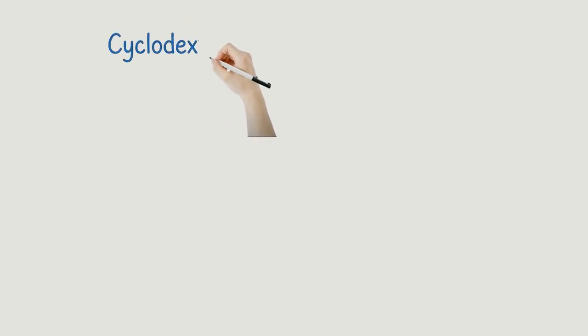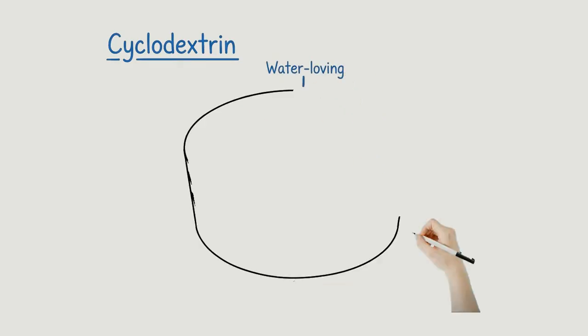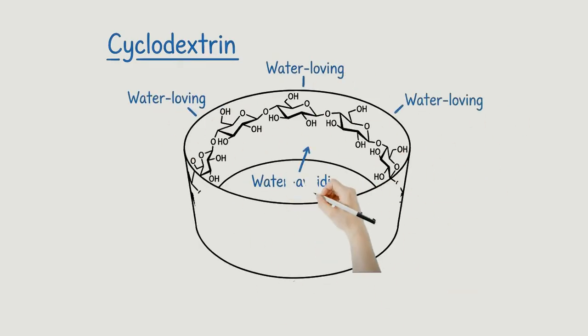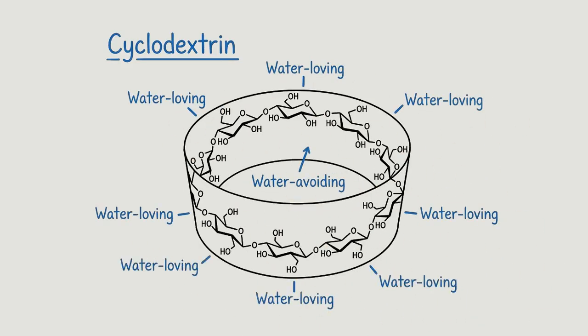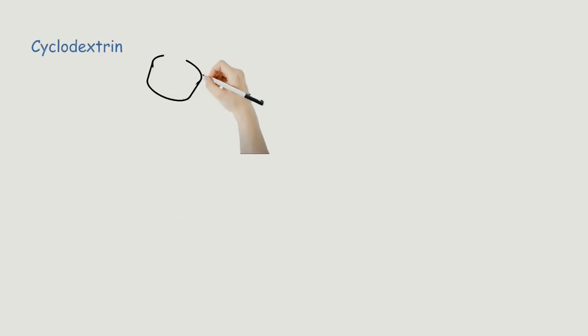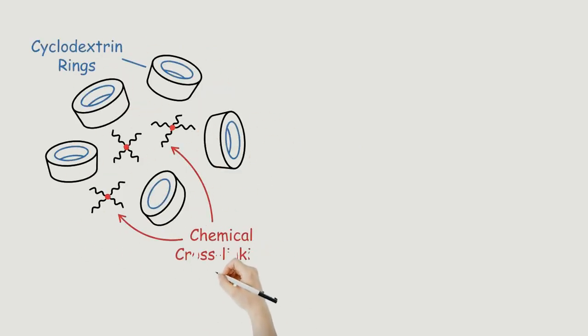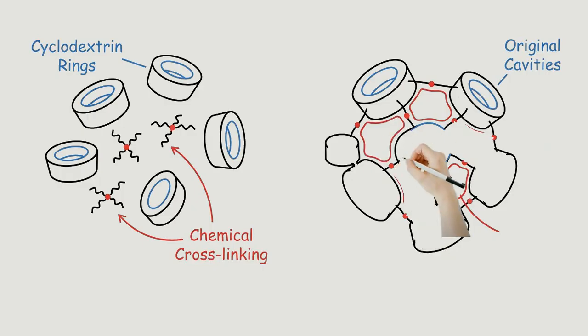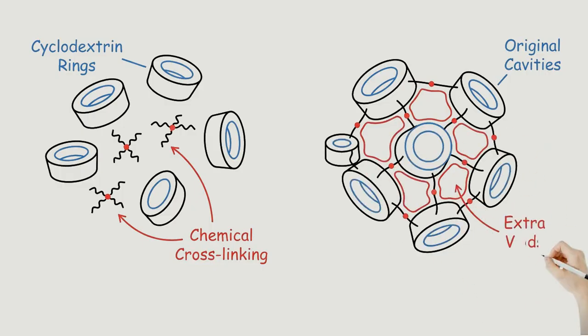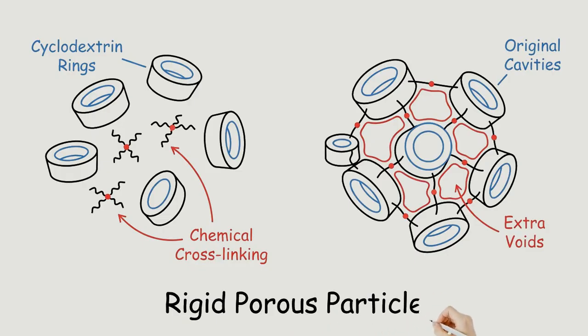The most common example in chemistry is the cyclodextrin nanosponge. Cyclodextrins are ring-shaped sugar molecules with a water-loving outside and a water-avoiding inner cavity. When chemists chemically cross-link many cyclodextrins together, they lock them into a permanent three-dimensional network. That network contains the original cyclodextrin cavities plus extra voids formed between crosslinks. The result is a rigid, porous particle with many places for molecules to bind.